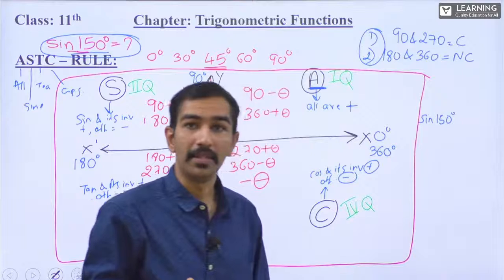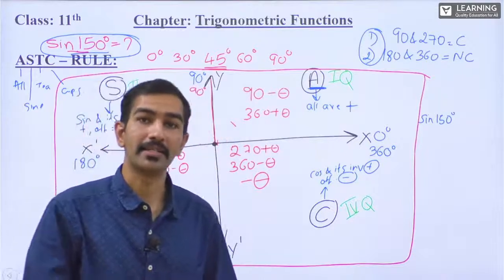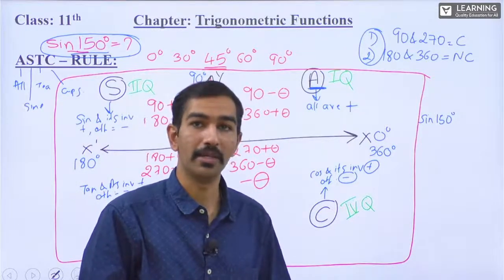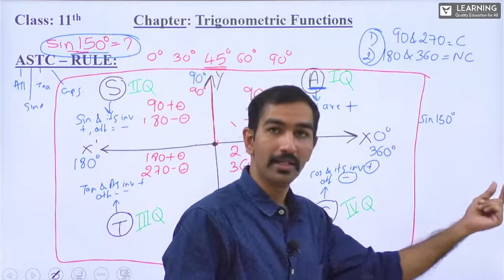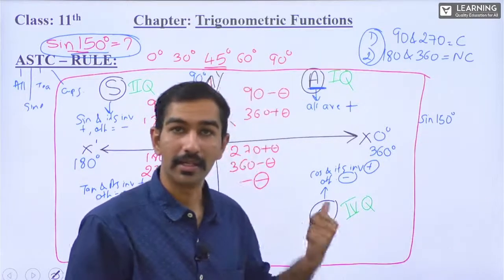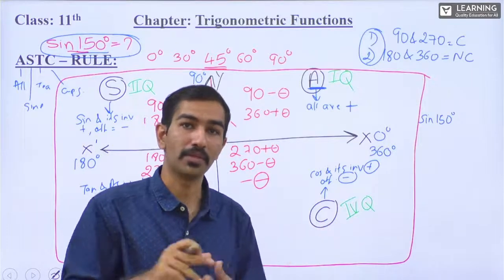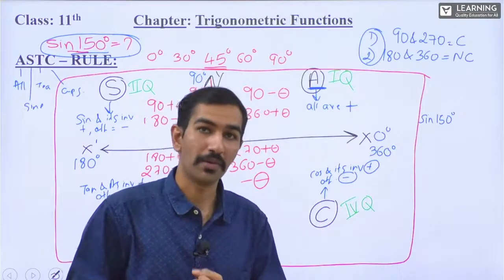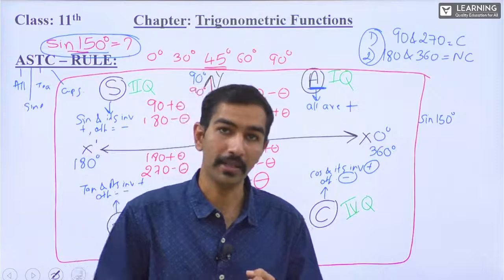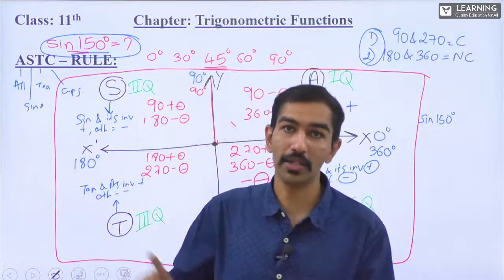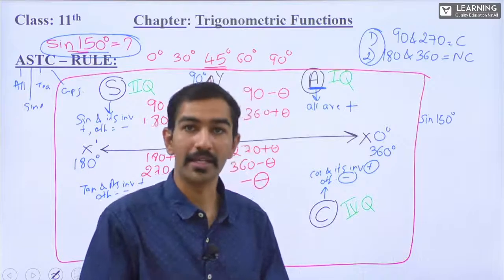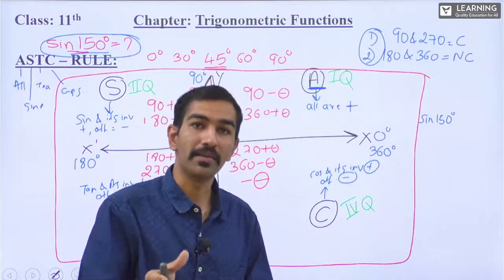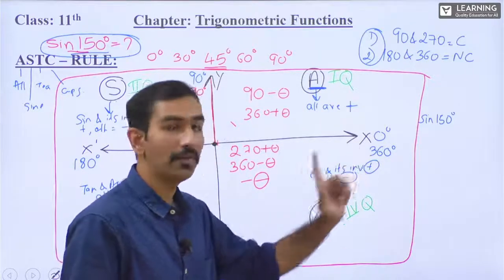And when you see, the table is ending at 90 degrees. There is no 150 degrees in the table. So what you have to do is express 150 with respect to the ASTC rule as well as the table. You do not know what 150 degrees is, but you know the table and you also know the ASTC rule. With respect to what you know, expand 150 in such a way that you will be able to get its value.